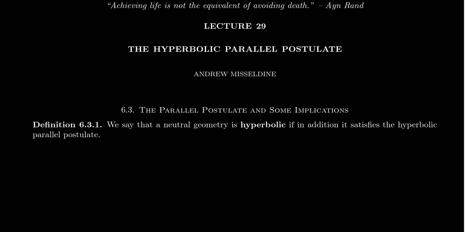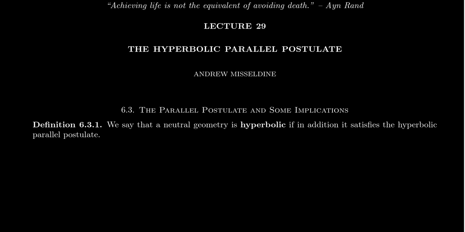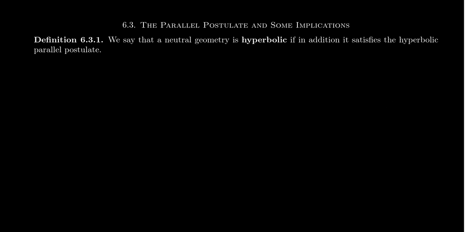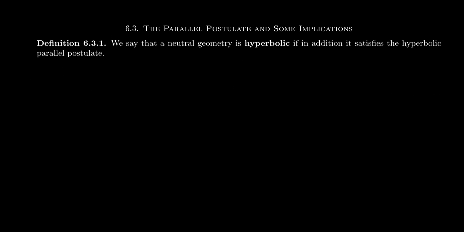So for our purposes, we are going to be focusing the next couple of lectures on hyperbolic geometry. The definition is in front of us. We say that a neutral geometry is hyperbolic if it satisfies the hyperbolic parallel postulate, which, remember, tells us that we have a multiplicity of parallel lines. So if we have a line L and a point off of that line, there could be multiple parallel lines going through that point. For hyperbolic geometry, that's exactly the case.